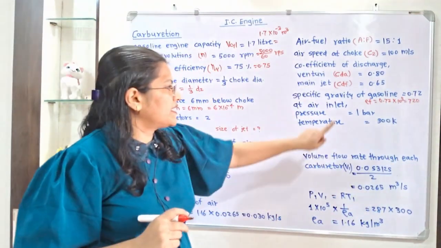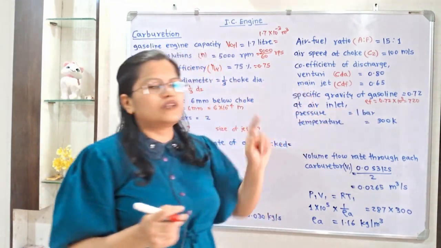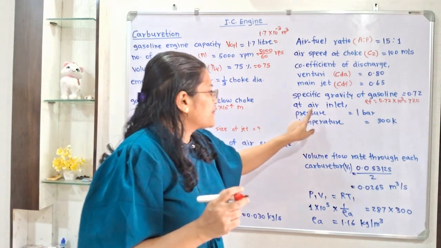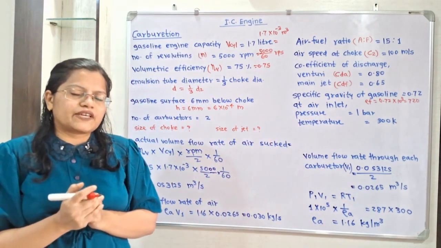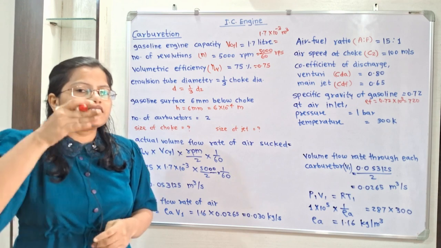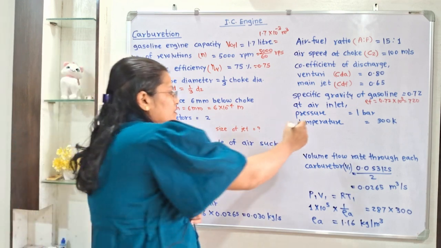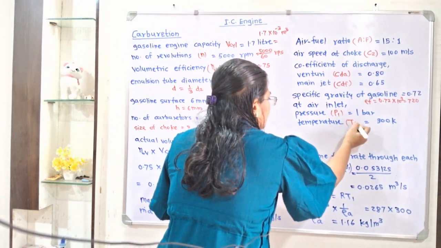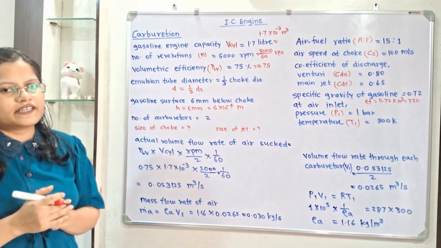So this is the density of fuel we can calculate from the specific gravity. At air inlet, pressure is given, temperature is given. So we know that at the inlet of the carburetor we will consider the suffix 1. So this pressure P1 is equal to 1 bar and temperature T1 is equal to 300 Kelvin.